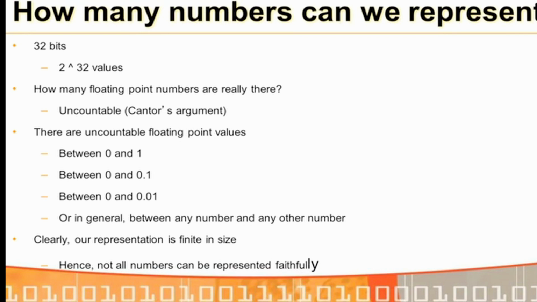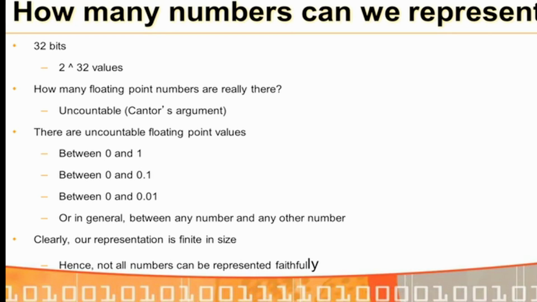So first one thing, if I have 32 bits, I can represent 2 power 32 values. So how many floating point numbers are really there? Uncountable, right. This is Cantor's argument, right. If you have studied that, it's fine. If you have not, it's uncountable, because between 0 and 1, between 0 and 0.1, between 0 and 0.01, I can keep on going, right. I could have an infinite number of floating point values. A real number line is really a continuous line. Integer line is a discrete line in a sense. But our representation is finite in size.